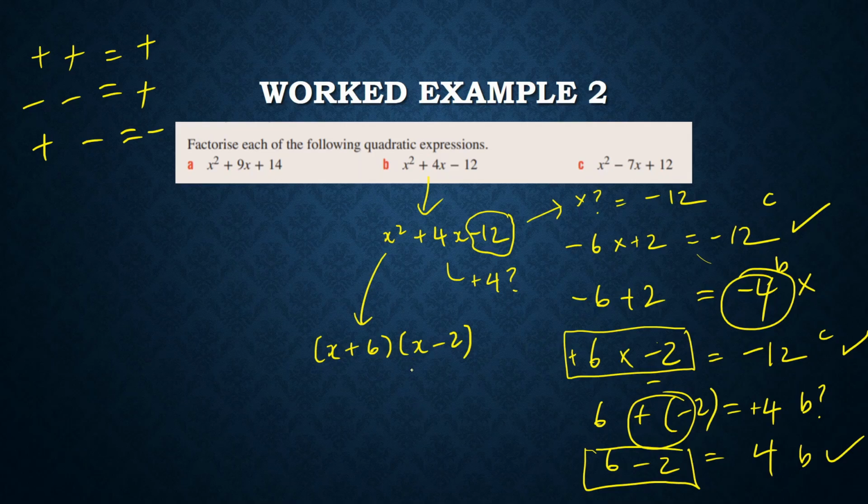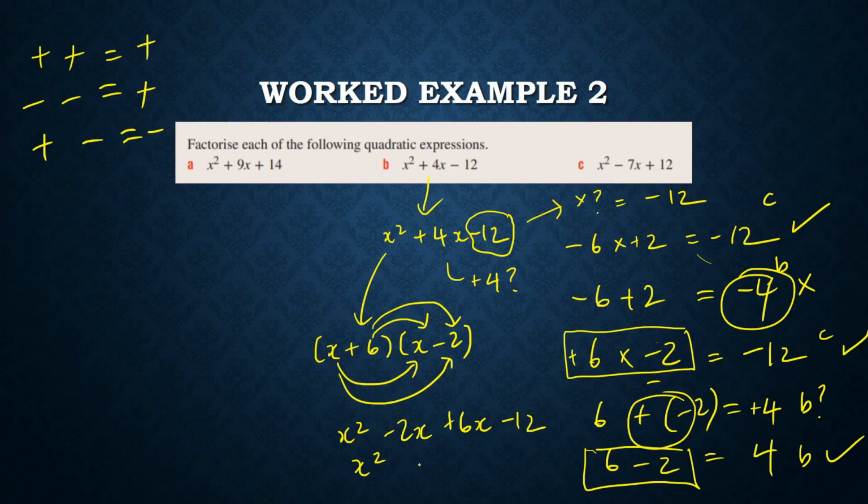All right, and like I said, if you want to check that, you can expand the brackets. So you can multiply the first digit x by both in the second bracket. So x times x is x squared. X times minus 2 is minus 2x. 6 times x is 6x. Okay, 6 times negative 2 is minus 12, and that would give us x squared plus 4x minus 12. And that would be the same as the question, so we know that this is correct right here.